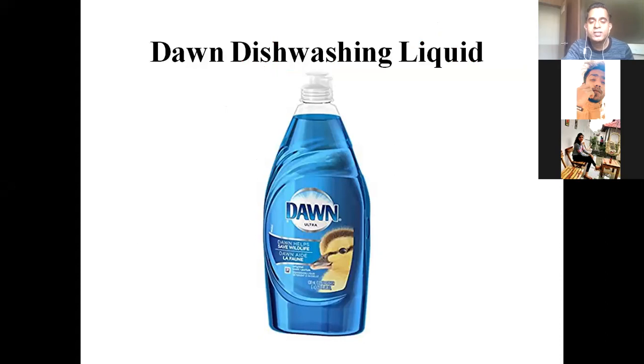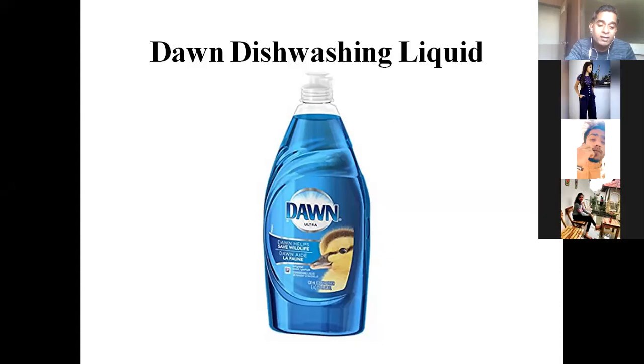Then we'll move on to the second caselet if time permits. Dawn dishwashing liquid. If you can recall, this example is there in the textbook in a CSR chapter. So corporate social responsibility, the ad campaign of Dawn dishwashing liquid. In India, we have Vim liquid and one more from Procter & Gamble, Prill, P-R-I-L.